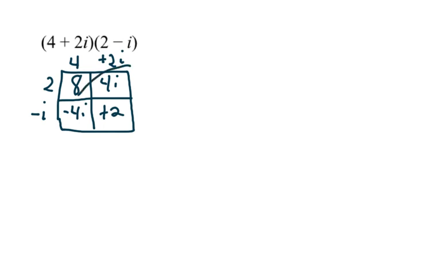All right, we got some like terms right here. A positive 4i and a negative 4i. Well, they're just going to cancel each other out. So therefore, they're gone. And all we've got left is 8 plus 2.